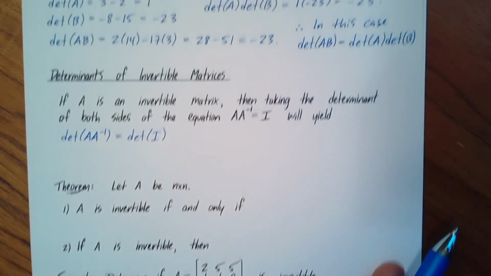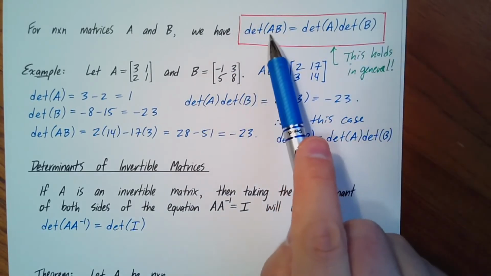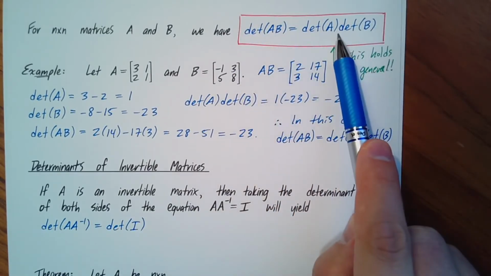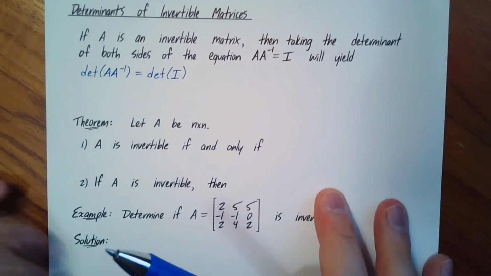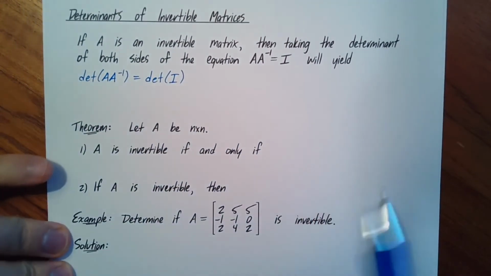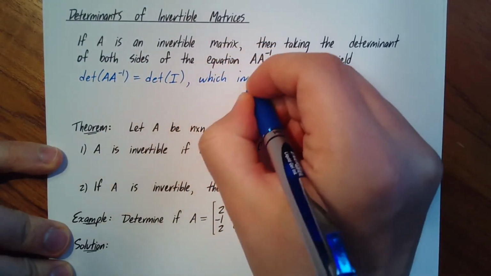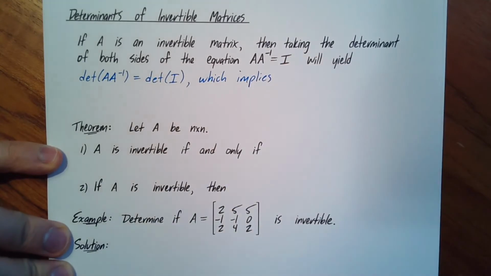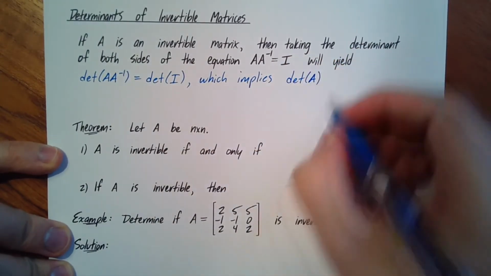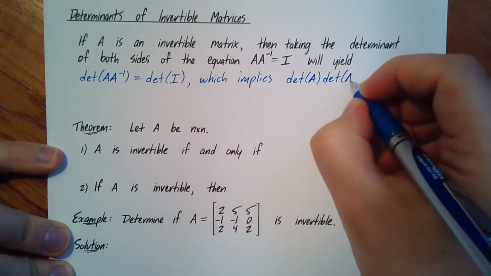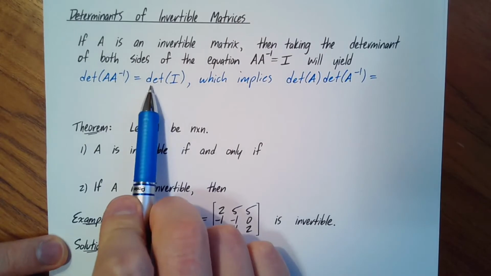But now we're going to apply this rule up here, that the determinant of a product of 2 matrices is equal to the product of the determinants of the 2 factors. So if you apply that down here on the left-hand side of this equation, we get the following. Which implies that the determinant of A times the determinant of A inverse is equal to what? Well, the determinant of the identity.